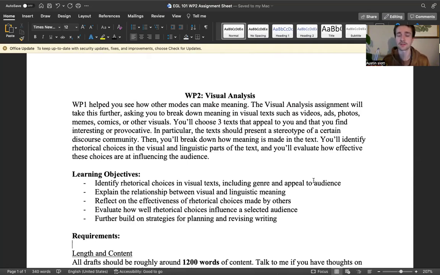So if you want to do a movie, great. Do a movie by all means. But you need to pick out three specific scenes, three specific screenshots that you are going to analyze from that movie and write your paper using that as your evidence.